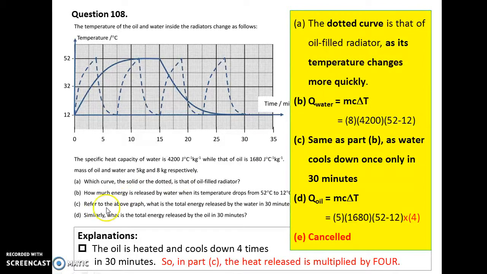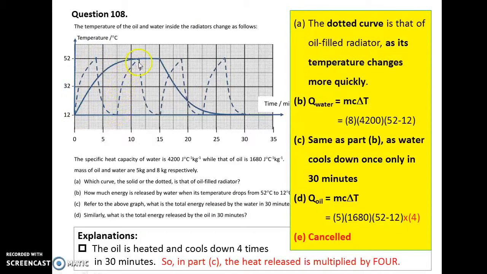And now for part C. What is the energy released by water in 30 minutes? Look at this. In 30 minutes, water is heated once and it cools down once. So the energy released would be the same as the answer of question B. However, what about the energy released by oil in 30 minutes? Look at the graph above. In 30 minutes, what happened to the oil? It is heated and then it cools down itself.